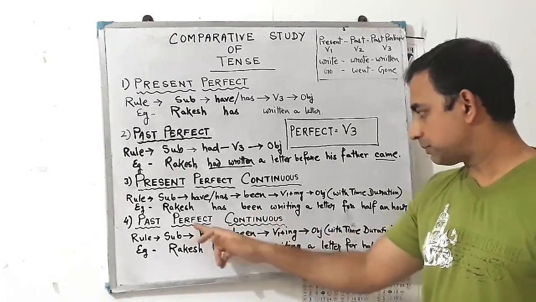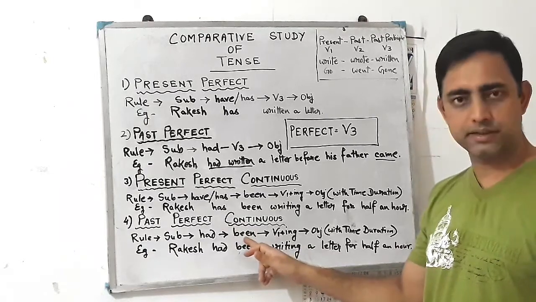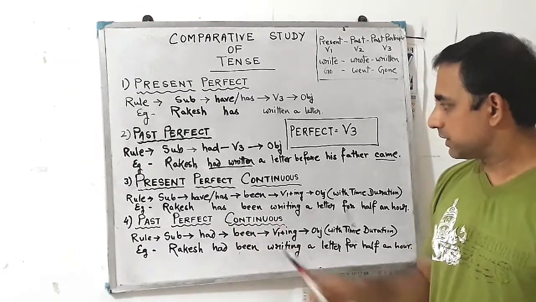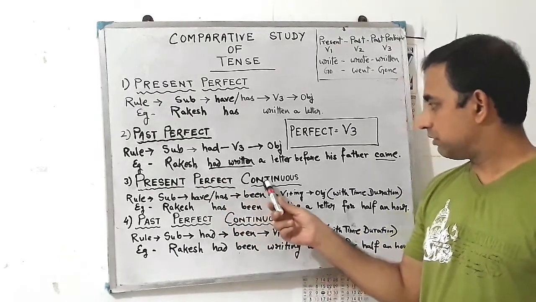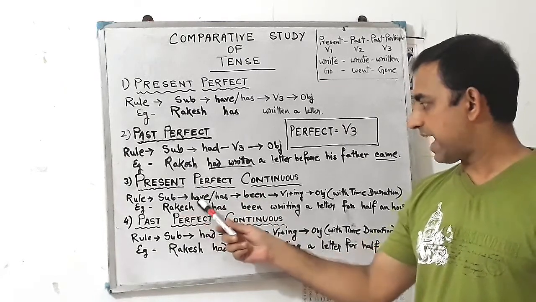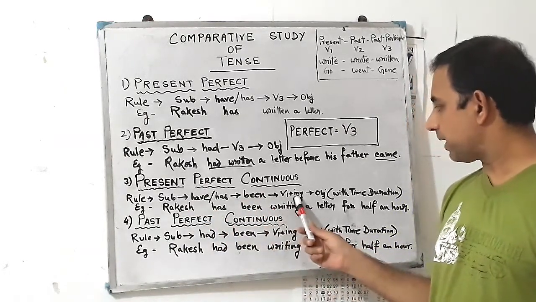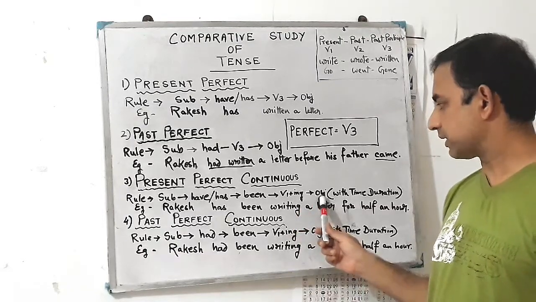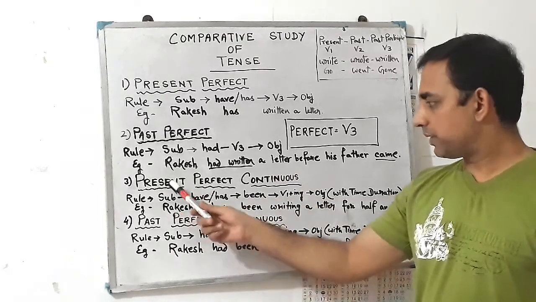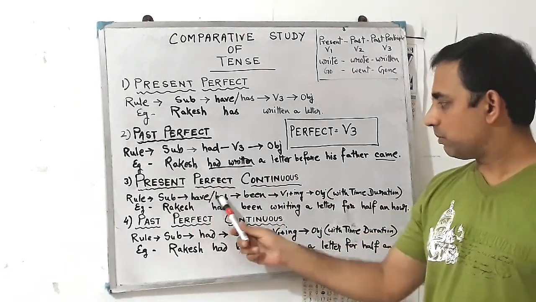Here also we see past perfect continuous. The third form is been, B-E-E-N. Been is the third form of the verb. So let's start with present perfect continuous. The rule of present perfect continuous is subject, have or has, then been should be written, then V1 plus ing, and then the object. I repeat, the rule of present perfect continuous is subject, then have or has.